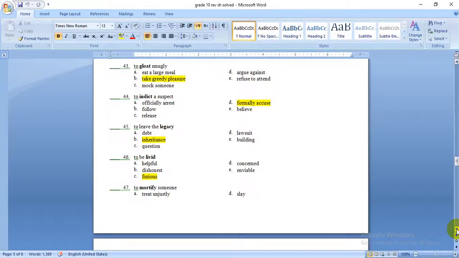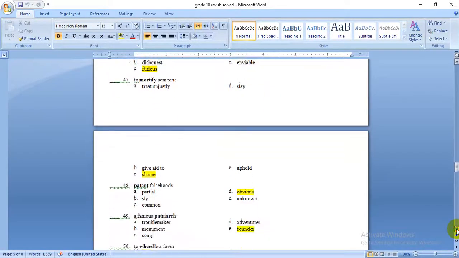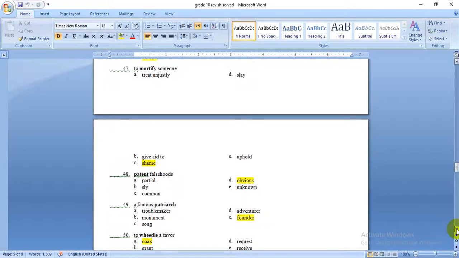45, to leave the legacy. We have debt, inheritance, question, lawsuit, building. The right answer is inheritance. Legacy is what you leave. So inheritance, B. 46, to be livid: helpful, dishonest, furious, concerned, enviable. The right answer is furious. So C. 47, to mortify someone, is it treat unjustly, slay, give aid to, shame, uphold, and the right answer is shame. So mortify is shame, C.